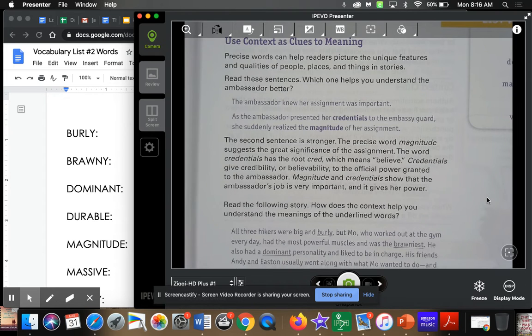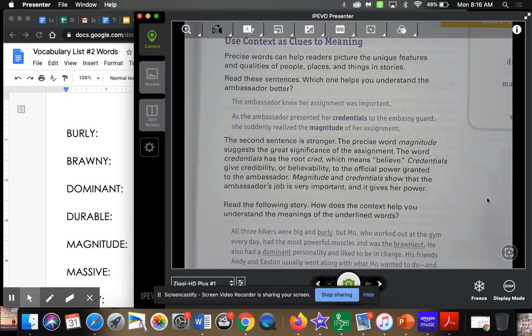And then the word credentials has the root for believe in it. And it says this allows you to know that this ambassador is believable. Okay. So that's why we're learning these words, because they're going to help us paint a picture as to different people, different things, different places.